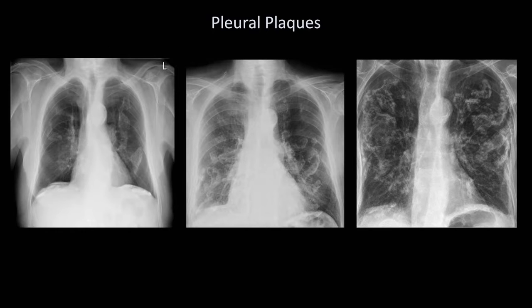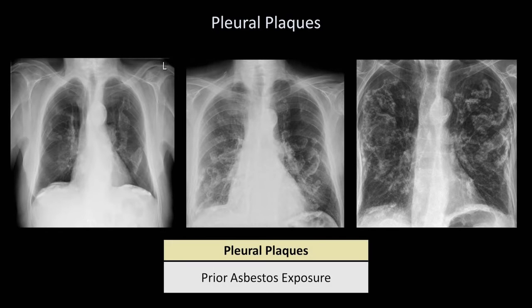Pleural plaques have the shortest differential diagnosis of any chest X-ray finding, as they are always indicative of prior asbestos exposure. It's important to realize that while pleural plaques and asbestosis can coexist, they are not synonymous. Asbestosis is a parenchymal lung disease caused by asbestos exposure, but it is not a disease of the pleura.